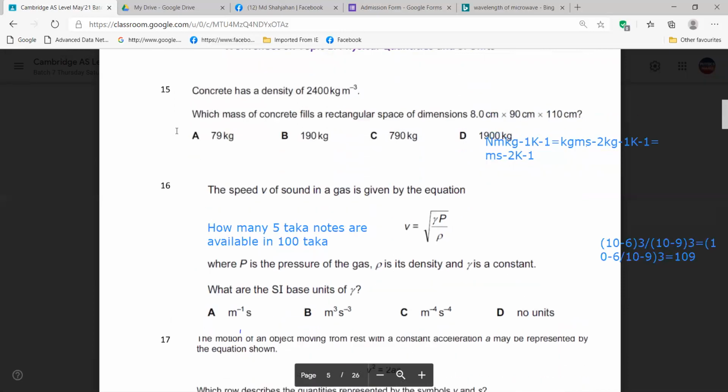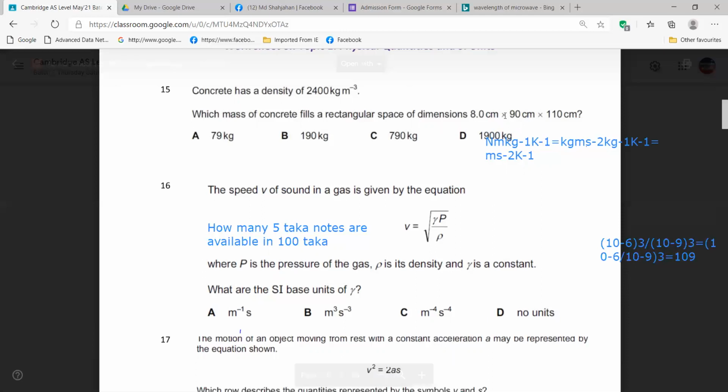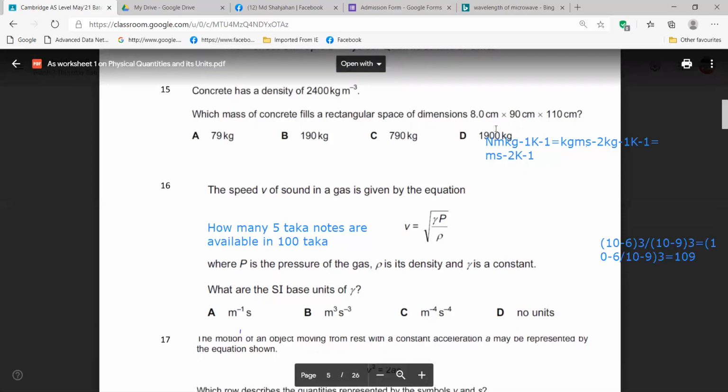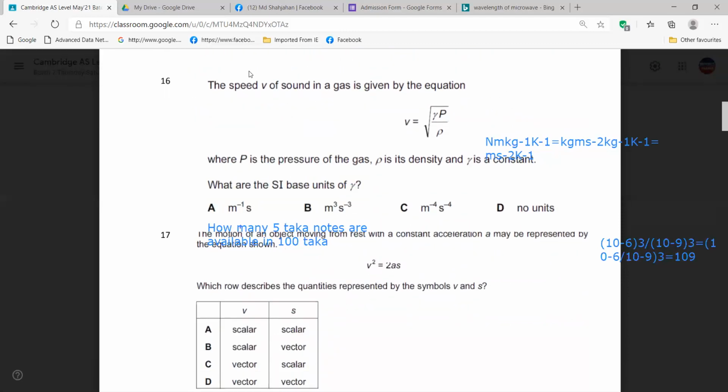Then density of concrete. This one is very easy. You know the formula of density, right? If you find the volume, then you can get the value. Here, one thing you have to do: you convert all of them in meter, right? 8 centimeter, 90 centimeter, 110 centimeter. You have to convert in meter. Get the volume in meter cube. Then you can apply the formula to find the mass. It's easy, sir.